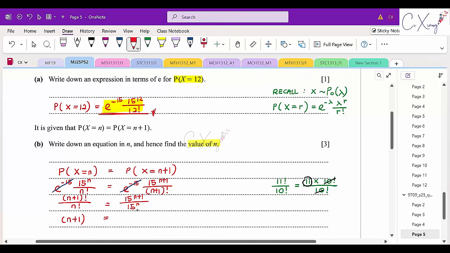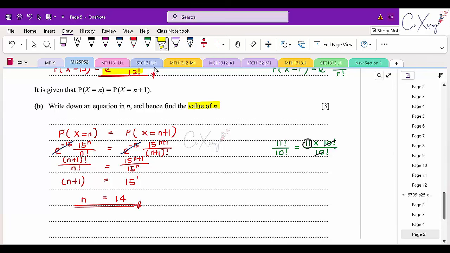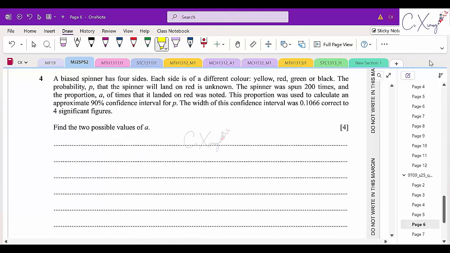And then how about 15 power n plus 1 divided by 15 power n? So n plus 1 minus n, we are having 15 power 1. So very easily you can see that n should be equal to 14, which is 15 minus 1. So you get 14 here. Right, so this is how we solve this question.